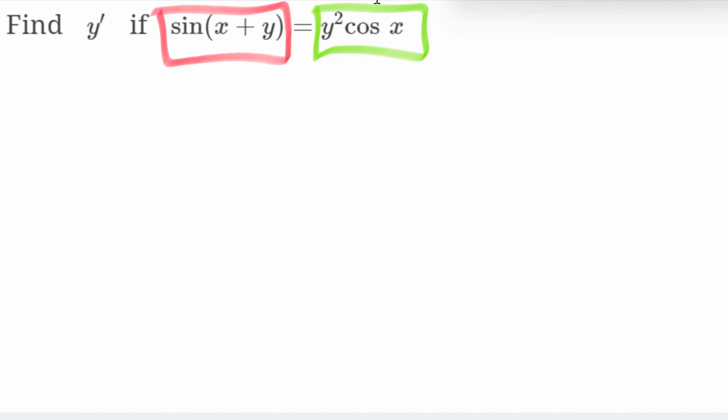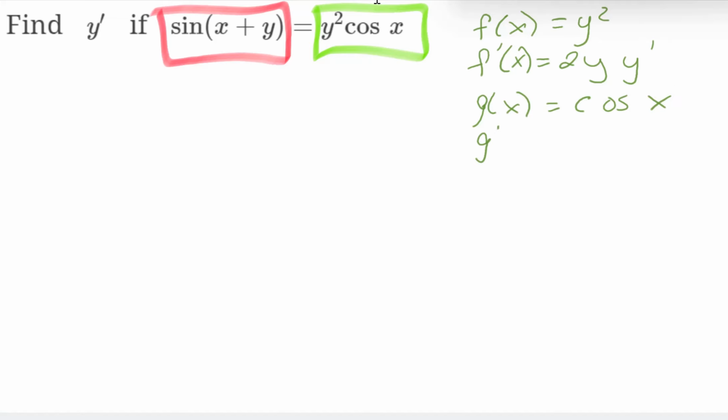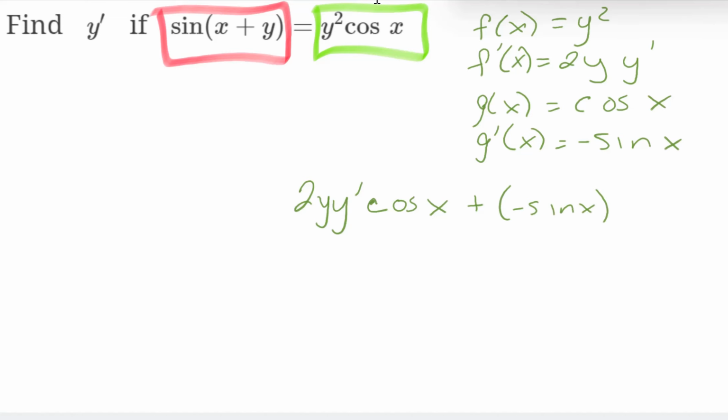So if we look at this side, we've got f of x, or it sounds weird doing f of x is y squared, but it's fine. Not mathematically correct, but it'll work. So that's 2y y prime. And then g of x is cosine x, and that's negative sine x. So my green side comes out to be the derivative of the first, so 2y y prime times cosine x. And then it's plus derivative of the second, so you've got negative sine x times y squared.